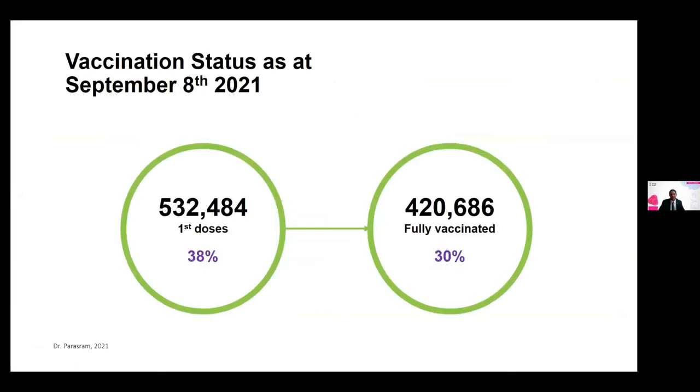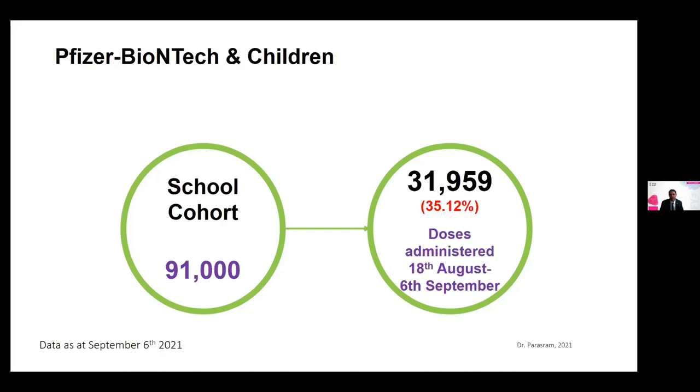As for the vaccination status of the population to date, 532,484 have had a first dose, which is 38% of the population. Our fully vaccinated, which is either one dose of Johnson & Johnson or the second dose of the two-dose vaccines, now stands at 420,686, which is about 20%. By the end of September, we expect that first dose figure to become the second dose figure. So let us hope that close to the end of September, we'll be close to 40% vaccination as a population, and that will put us in a much better place to deal with variants of concern as they come in. We're looking at the school cohort as a separate entity.